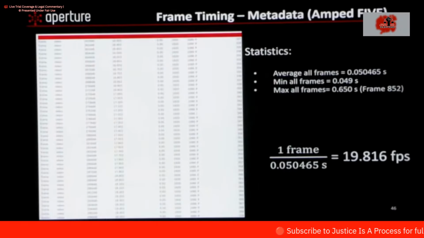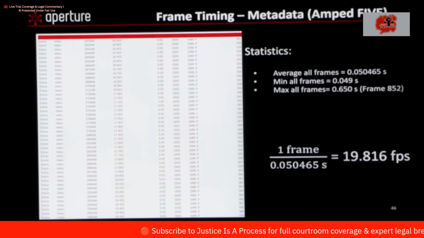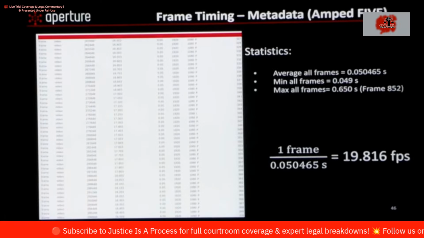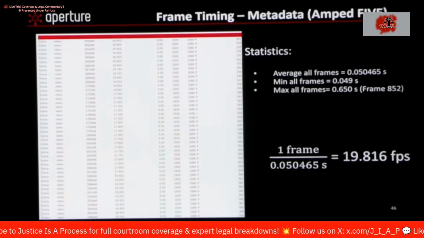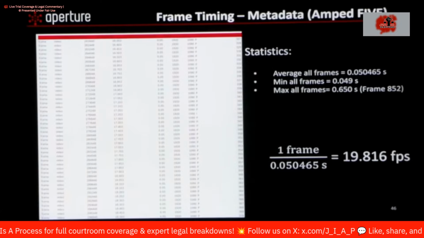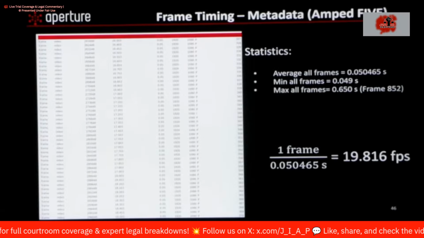So one of the first things we wanted to do is determine the frame rate, which is how many video frames are played per second. Your normal kind of video camera has about 30 frames per second. Your standard movie is 25 frames a second. A modern IMAX is like 60 frames a second.